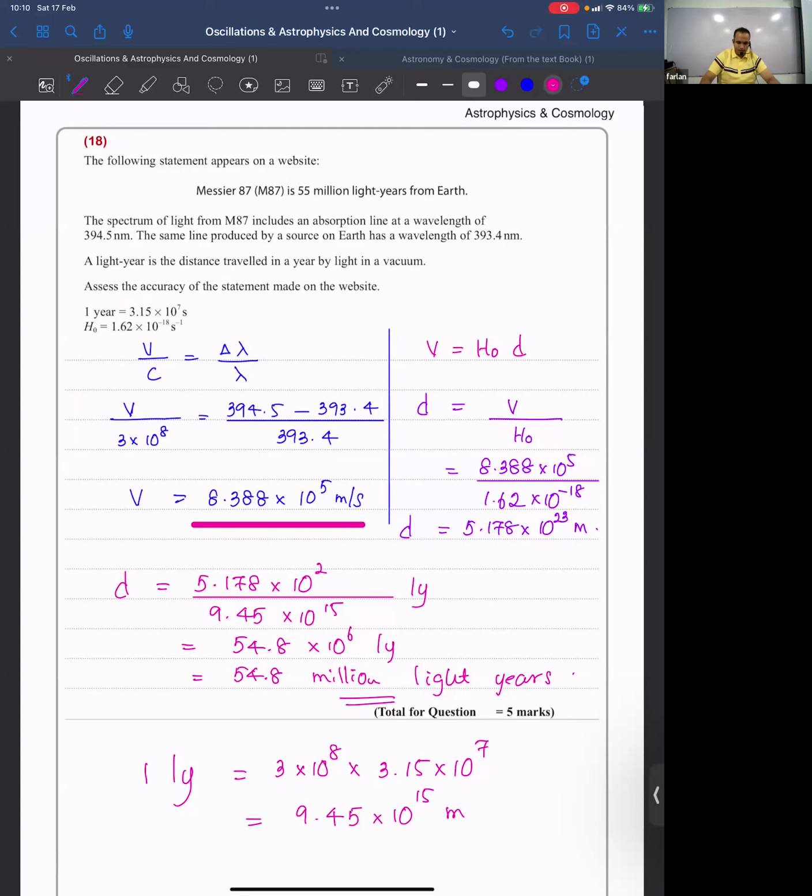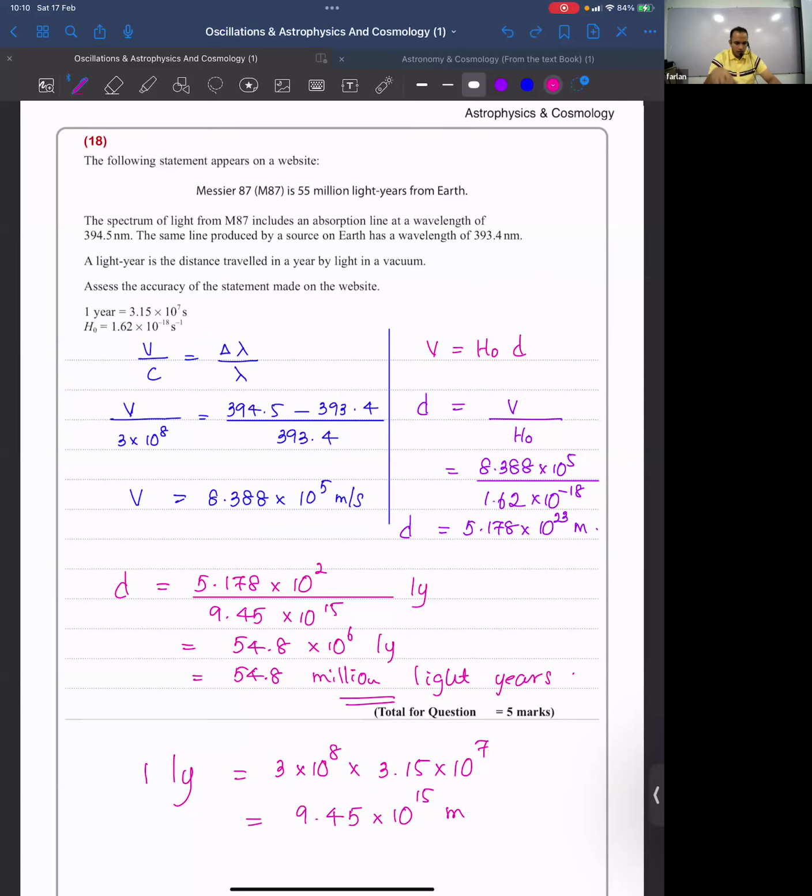Based on what we just recently learned, Hubble's law, v equals H naught into d, so d equals v over H naught. The distance from us to M87 is its speed over Hubble's constant, where the Hubble's constant is given as 1.62 into 10 to the power minus 18 per second. That gives me the distance to M87, which is 5.178 into 10 to the power 23 meters.